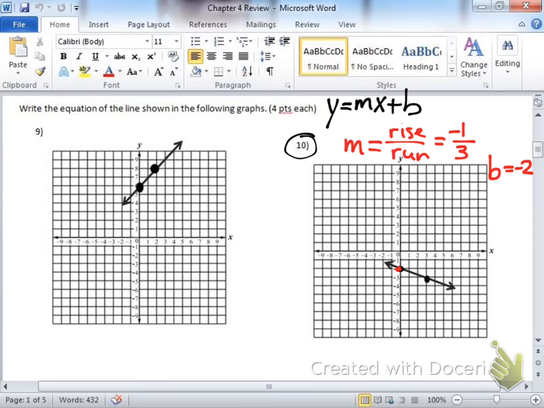Now you're ready to write the equation. I'll write it down below the graph. So the equation for this line is y equals -1/3 x minus 2. Y equals mx plus b. M is your slope, your rise over your run. B is your y-intercept, where it touches the y-axis.